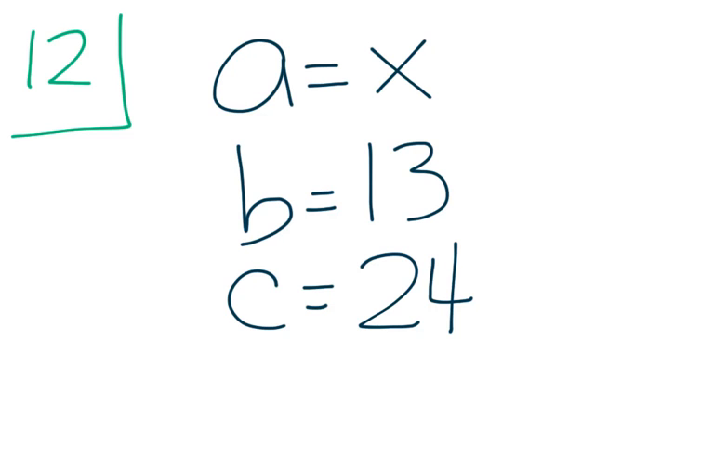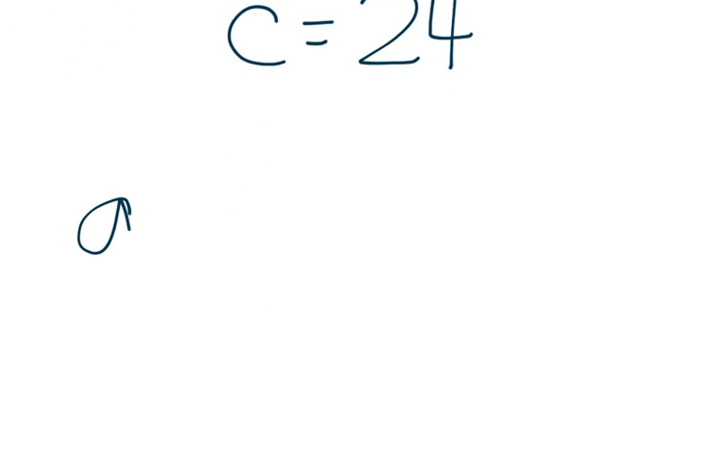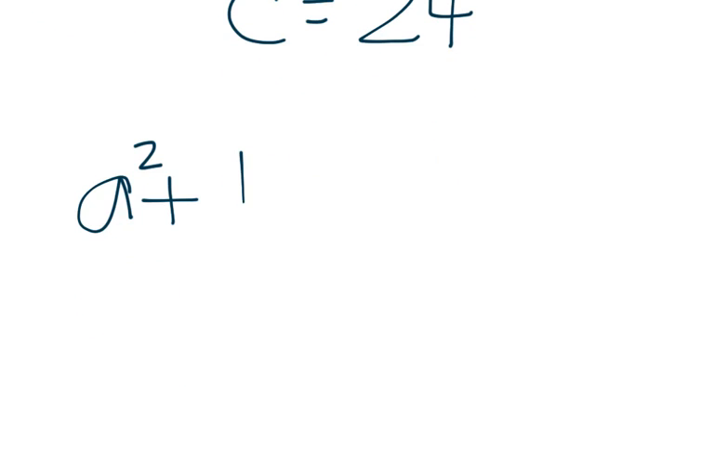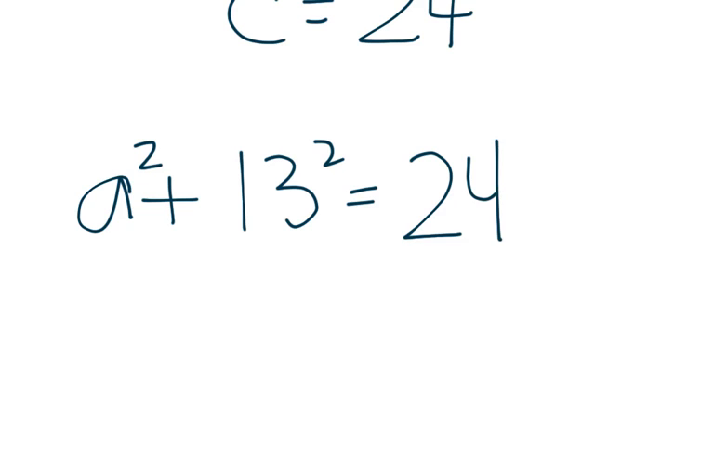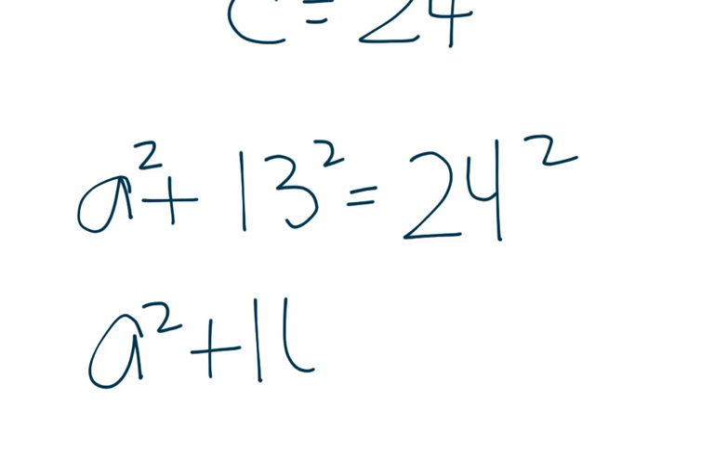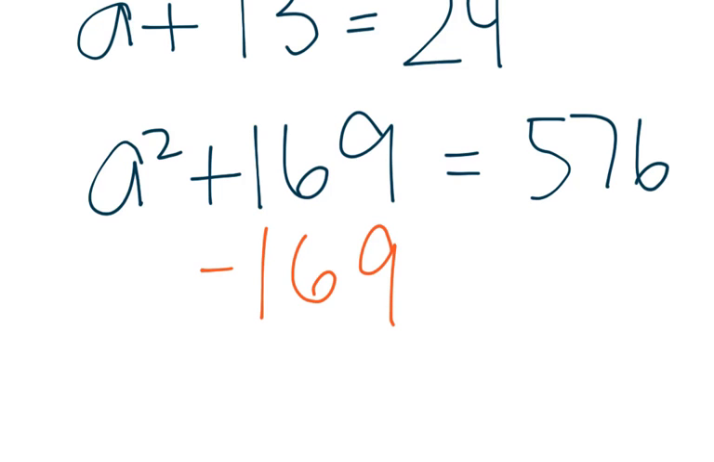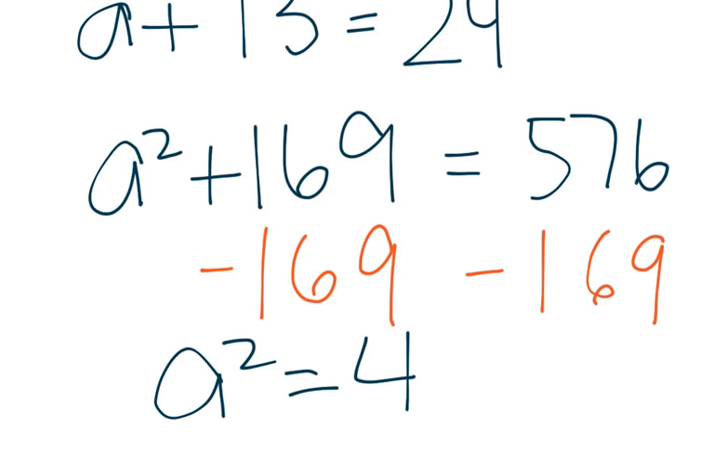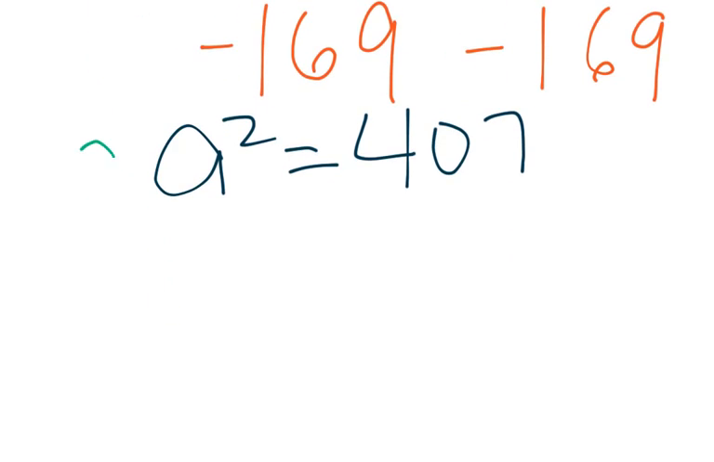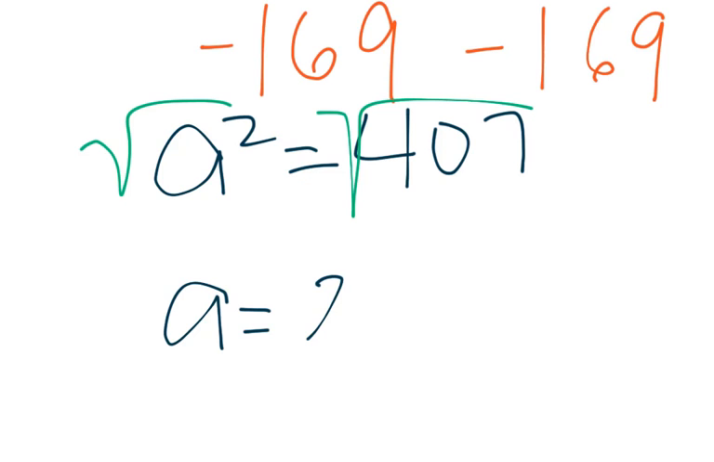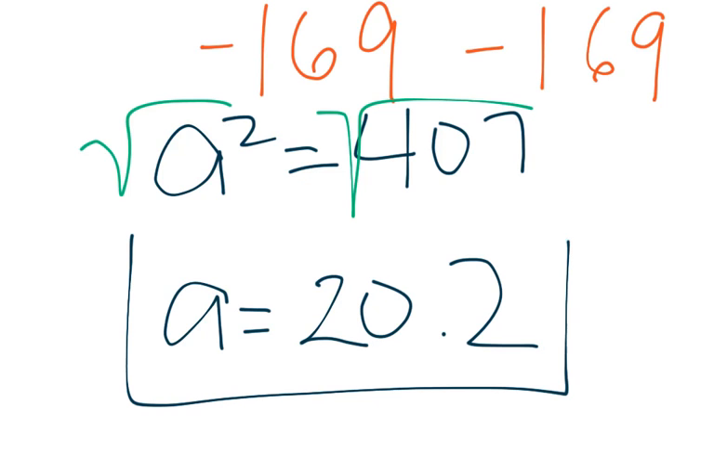Okay, a equals x, b equals 13, c equals 24. So we have a squared plus, what was b? 13 squared equals 24 squared. So a squared plus 169 equals 24 times 24, which is 576. And now we want to get a squared by itself, so we're going to subtract 169 from both sides. So 576 minus 169 is 407. So we have a squared equals 407. And then we want to find the square root of both sides. So the square root of 407, a equals 20.2. So this is our answer.